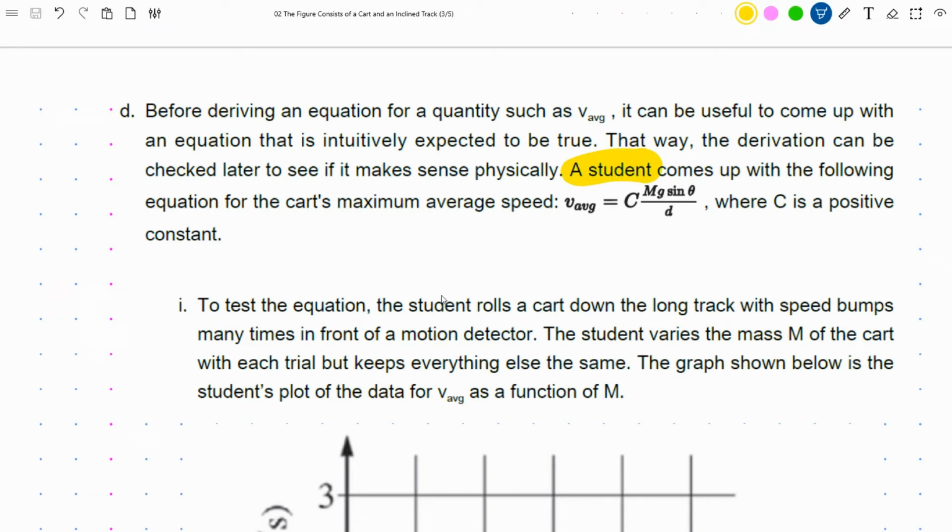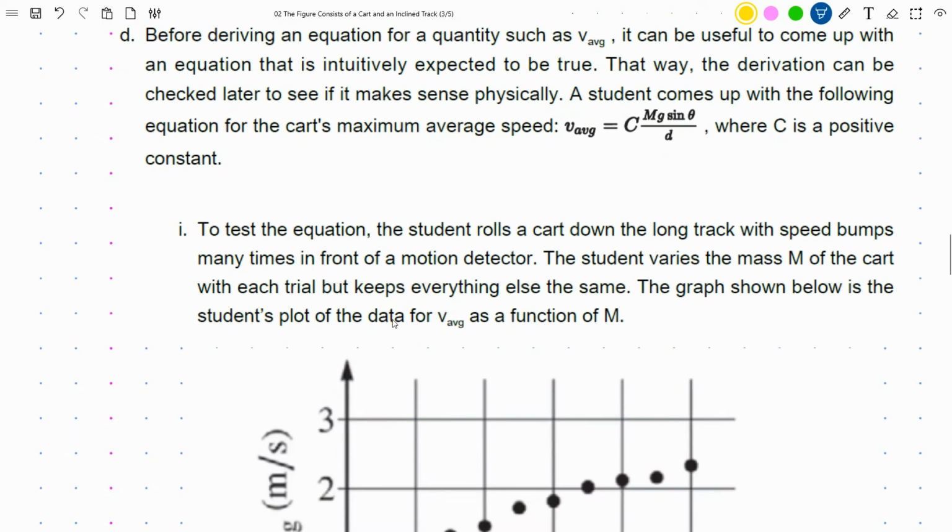All right, so they're going to now present us with a hypothetical situation. Some hypothetical student comes up with the following equation for the cart's maximum average speed. Now, notice the wording of this sentence, right? A student comes up with the following equation. That's a tip-off to me that whether this equation is correct or not is not certain. This student might be exactly correct. The student might be mistaken. So let's not take that equation as something that we can necessarily trust. In fact, I think that's part of the question that's coming up.